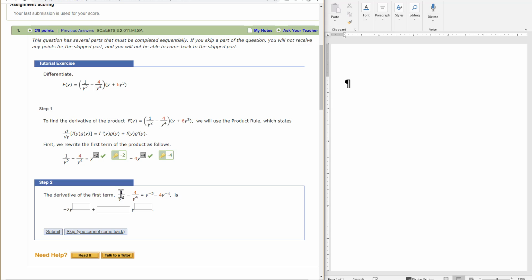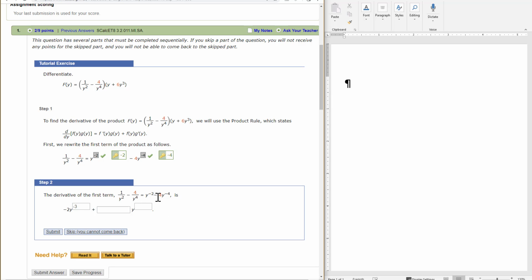The derivative of the first term is going to be the derivative of 1 over y squared, which is the derivative of y to the negative 2. So that negative 2 comes down, y to the, now here we have to be careful, it's minus 2 minus 1. So we're subtracting 1, and we're going to get negative 3.